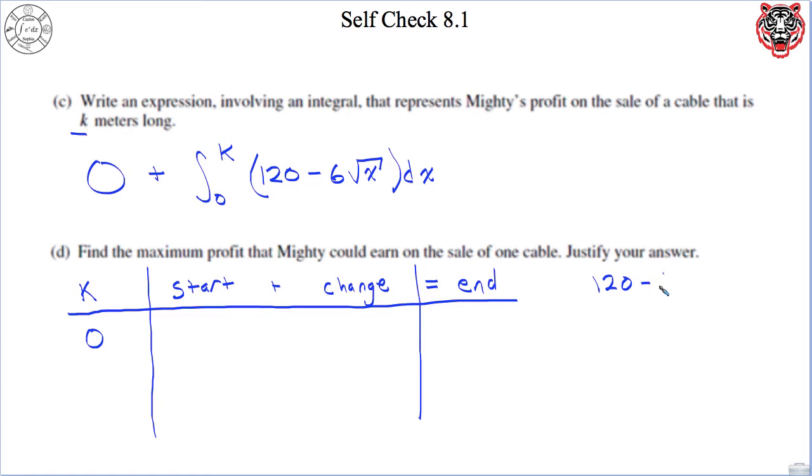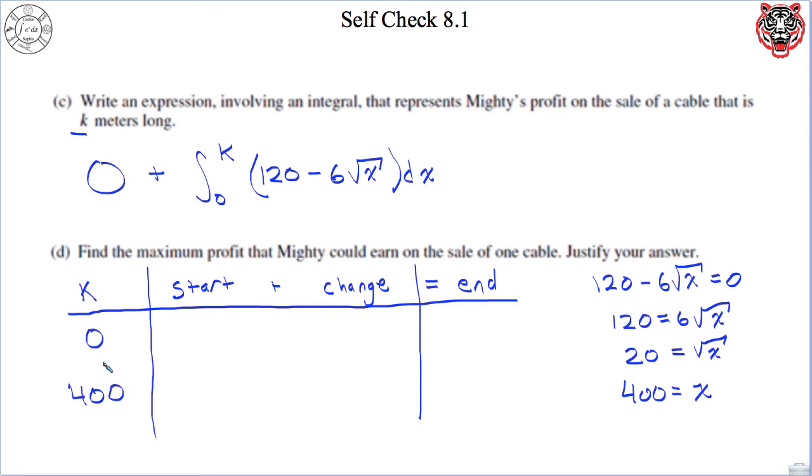120 minus 6 square root of x, we need to set that equal to 0. I'm going to add 6 square root of x. So I have 120 is equal to 6 radical x. Divide both sides by 6, and I'm left with 20 is equal to square root of x. To get rid of the square root, what am I going to do to both sides? Square it. So I get 400 is equal to x, and that's the only critical value.